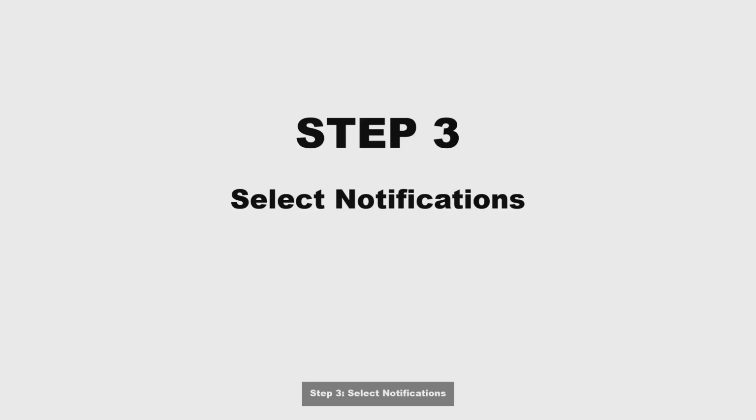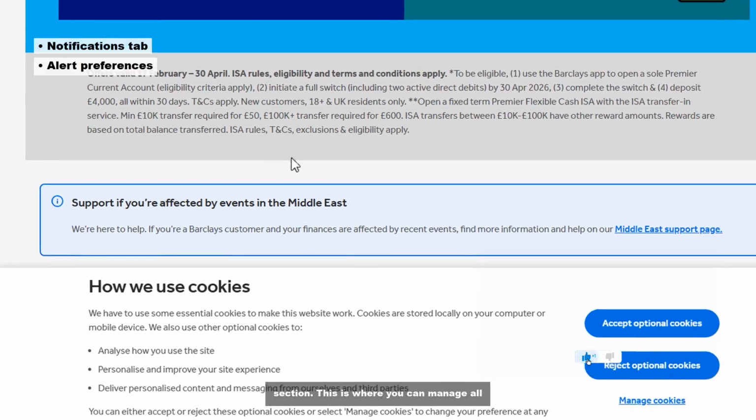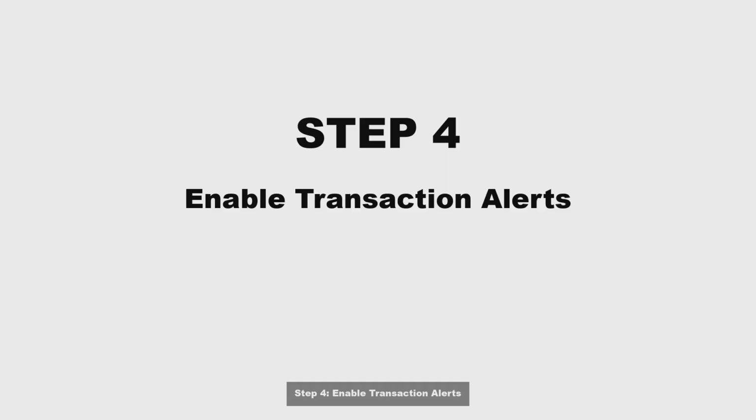Step 3. Select Notifications. In the Settings menu, find the Notification section. This is where you can manage all alert preferences. Step 4. Enable transaction alerts.